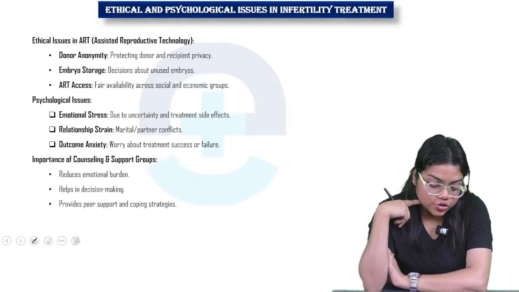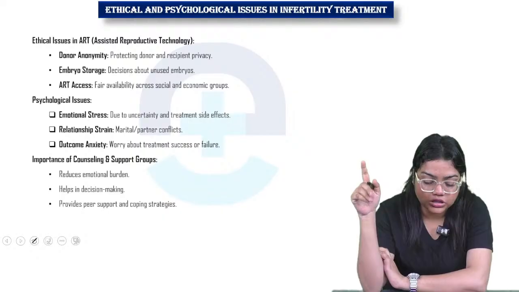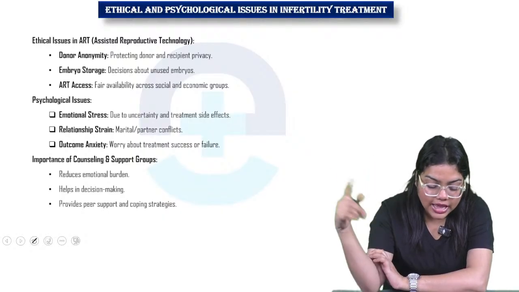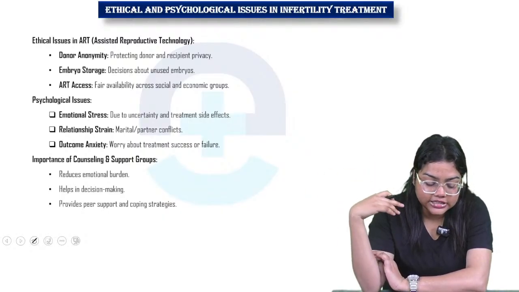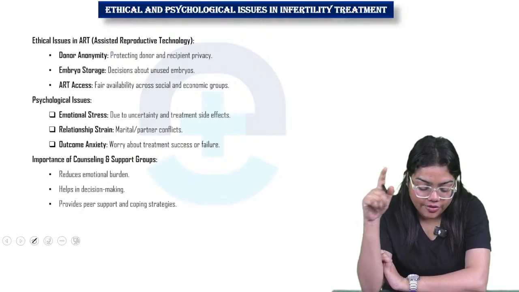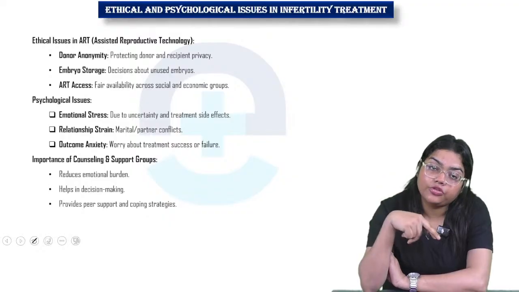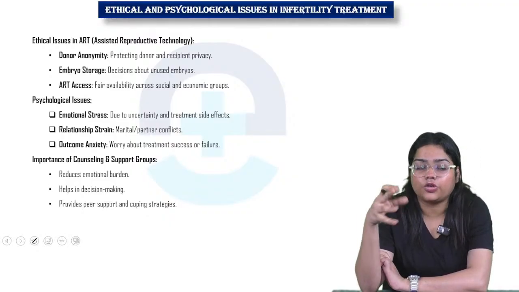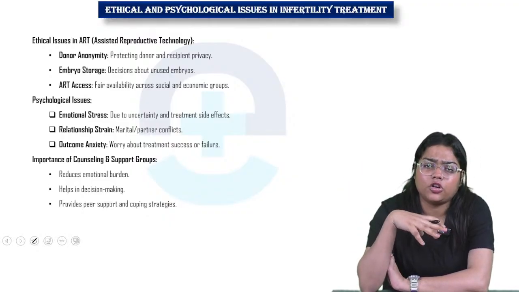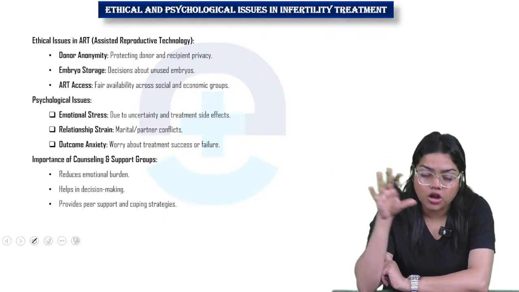Then embryo storage, which is the decision about the unused embryos. ART access: what are the things we have to do? The fair availability across the social and economic groups. It has to be accessed by all of the groups; not only the rich will get it and the poor will not. It should not be like that.